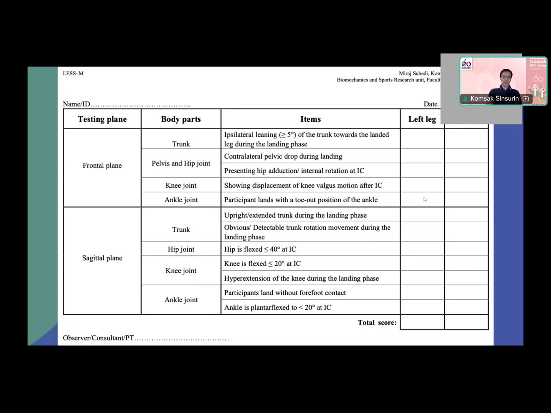Firstly, we can compare the total score between limbs, and we can also compare the total score or compare by item across repeated assessments in round 1, round 2, or round 3 to observe the progression of our case as well.